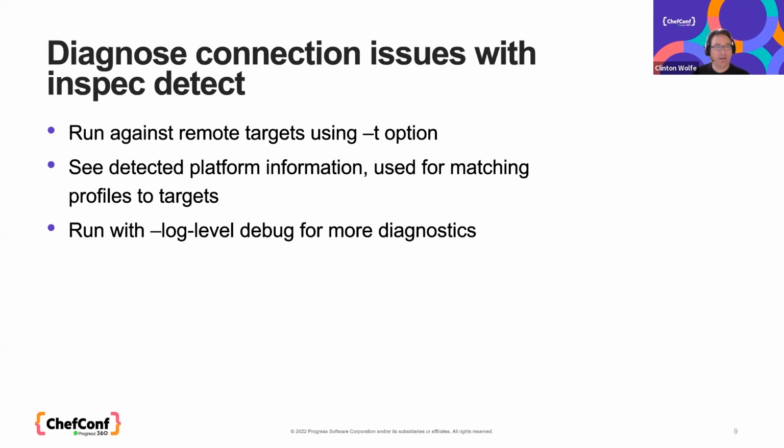All right, so now let's talk about Inspec Detect. Inspec Detect is a great way to diagnose connection issues. So if you're trying to connect to a remote machine, you may have found that there's some problem, or you may be trying to use a target matcher or a platform matcher to match a profile to a target machine, and you're wondering exactly what the target machine's family is. Inspec Detect is a great way to find out this information. You can even run it with log level debug for even more diagnostics.